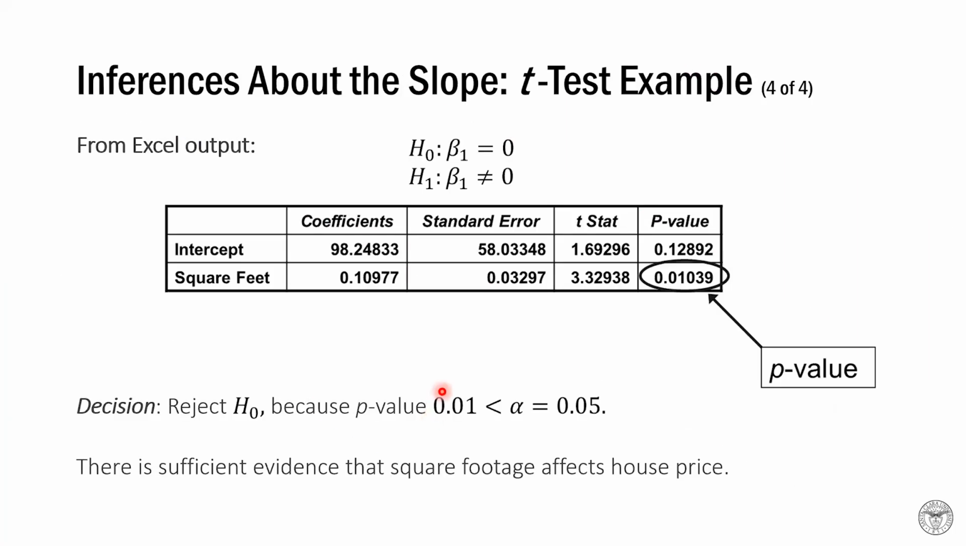From the perspective of the p-value test, we find that the p-value for the t-test is 0.01039, which is smaller than 0.05, the level of significance. So our decision is to reject the null hypothesis beta sub 1 equal to 0 and conclude that the relationship between x and y is significant.